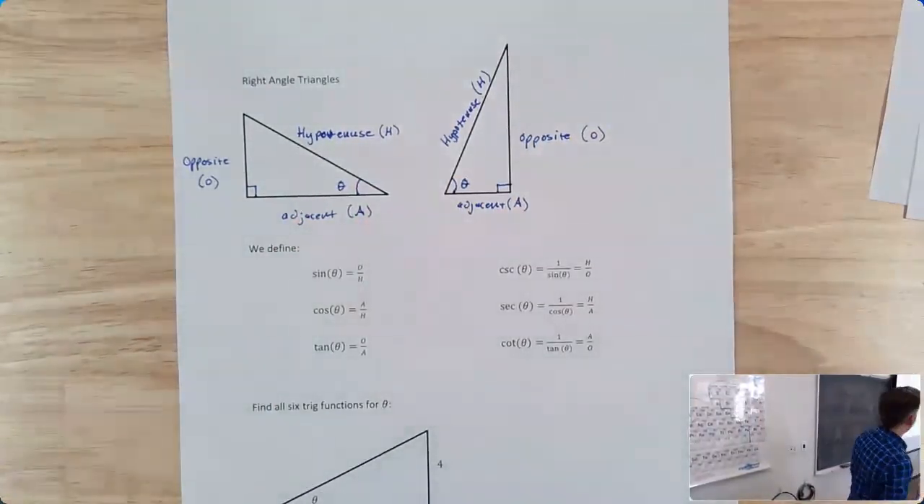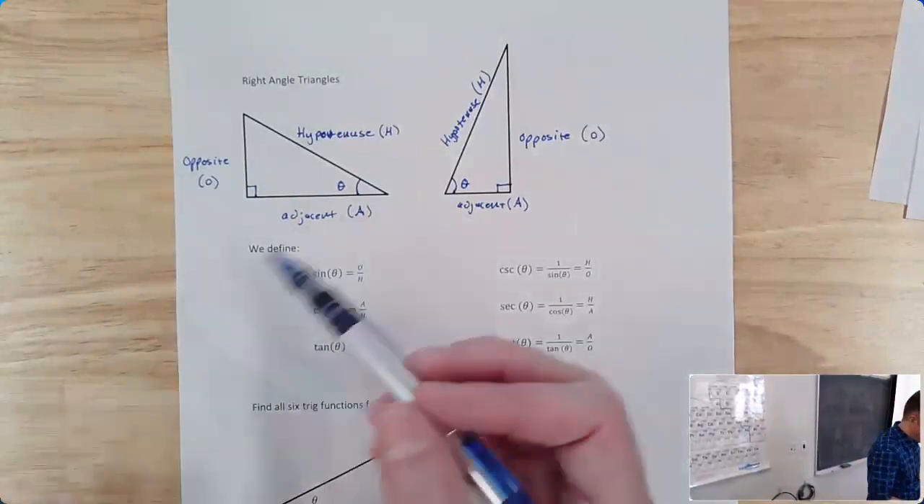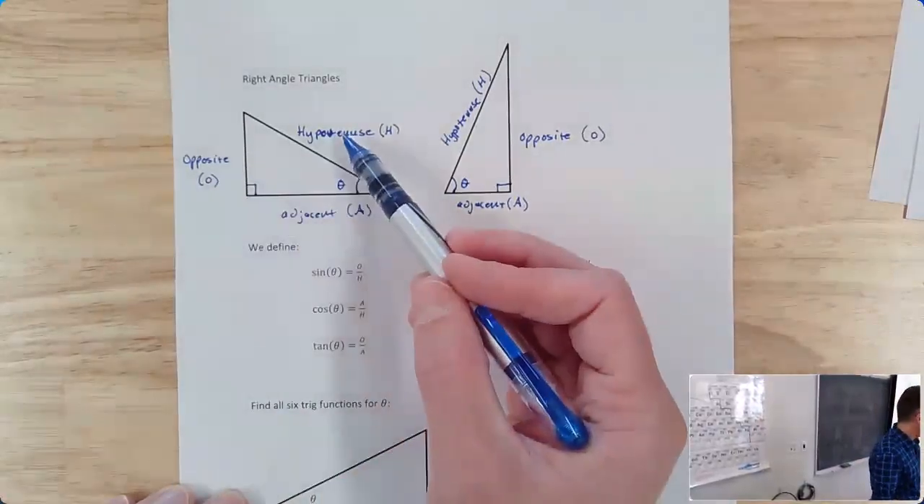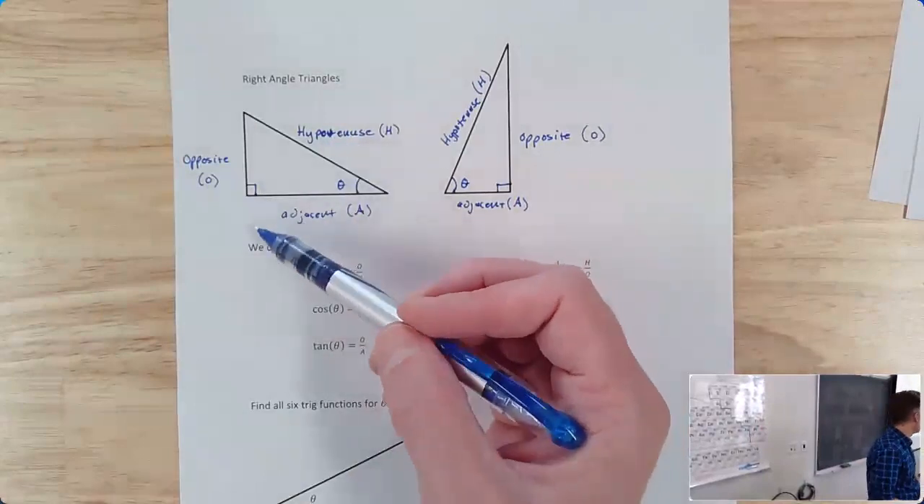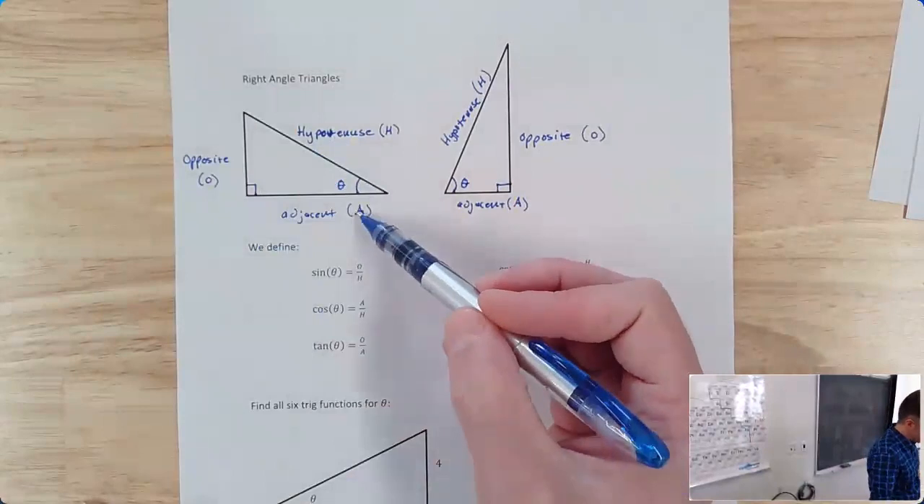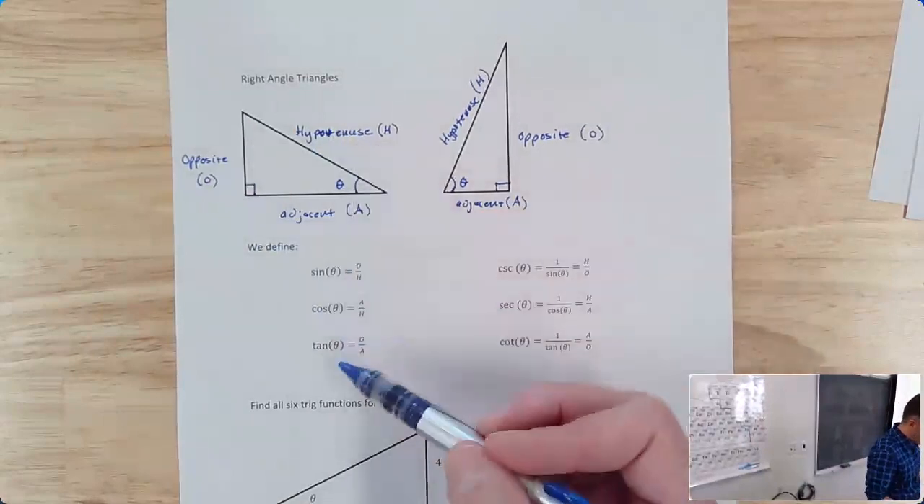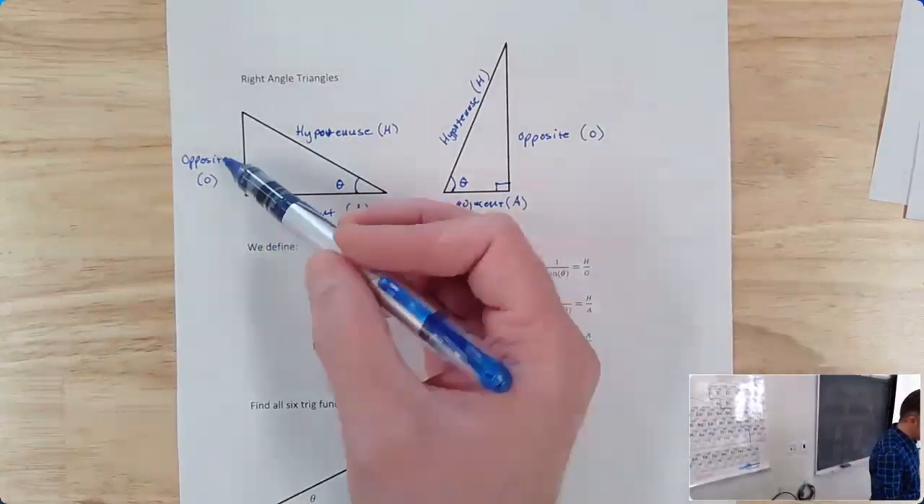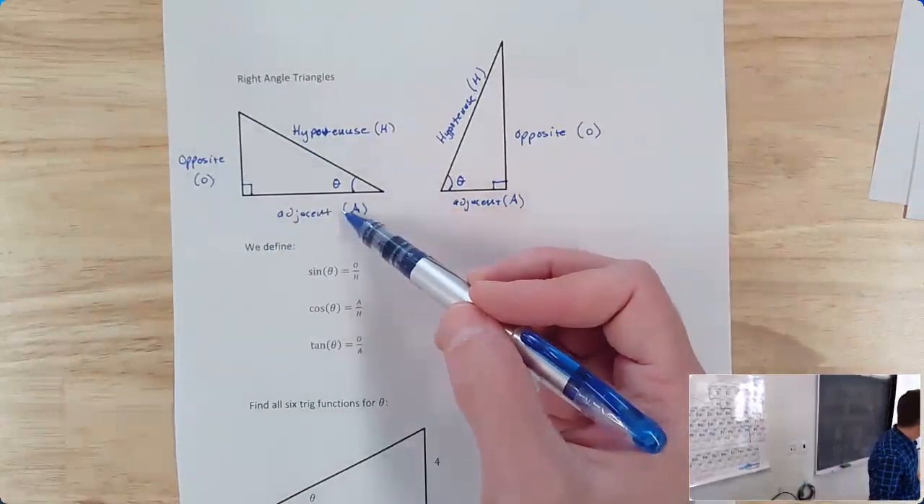So after we label the sides of the triangle correctly, then we define the trig functions in the following way. Sine of theta is defined to be the opposite length divided by the hypotenuse length. The cosine of theta is defined to be the adjacent length divided by the hypotenuse length. And the tangent of theta is defined to be the opposite length divided by the adjacent length.